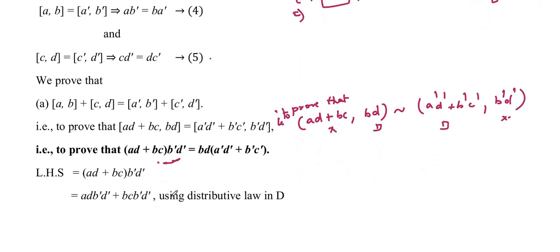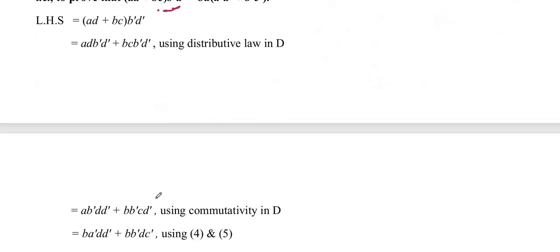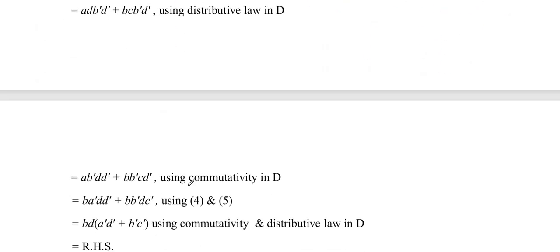So you consider the LHS and use the distributive law in D. D is an integral domain, so that means it's a ring first. So by the distributive law you have AD into B prime D prime plus BC into B prime D prime. Now again, using commutativity in D, this is rewritten in this way: A B prime D D prime, and here B B prime C D prime.